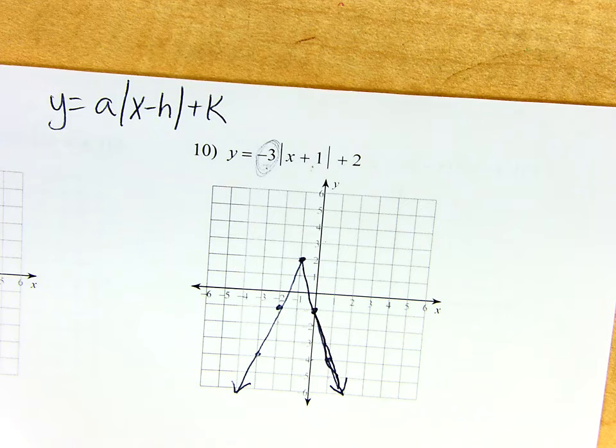So it's everything I thought it would be. It's a narrow V shape, it's upside down, and it has the vertex at -1, 2, just like I thought it would.